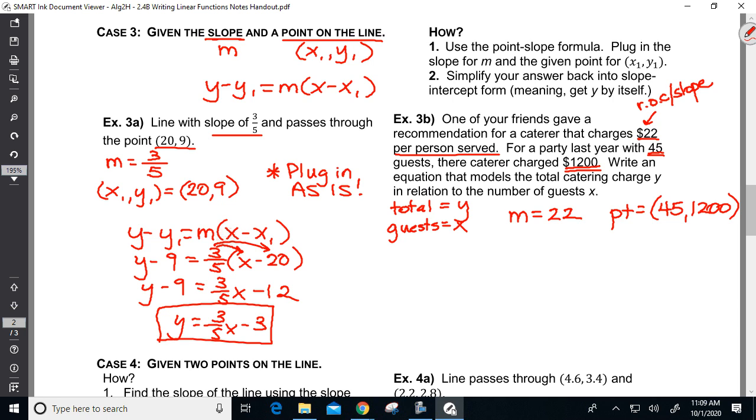But we have the slope, we have the point, we have everything that we need to write the equation. So let's do that. Take out point slope form from our toolbox, plug it in. Okay. So it's set up for us to solve it.